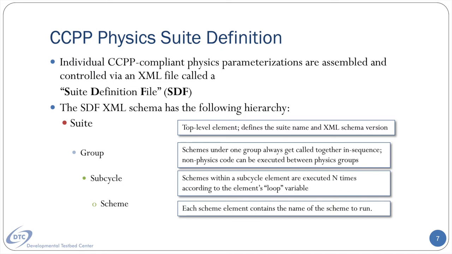Within each group, the next element is called subcycle. This element controls how many times each scheme within is called. While this is typically one, this can be useful to call a set of physics at a shorter time step or to implement an iteration. The finest grain element is the scheme itself, which contains the name of a scheme as a string.